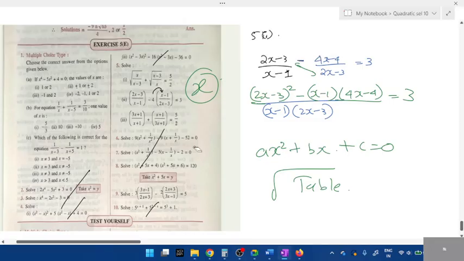Fine. And nowhere is the nature of roots mentioned, so don't use the discriminant concept here. This is not a discriminant question. It's a normal quadratic question.